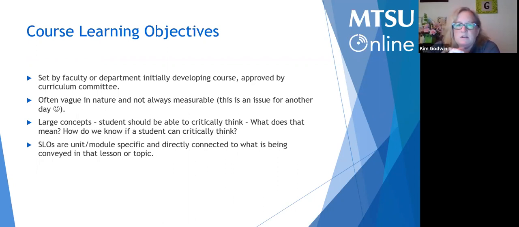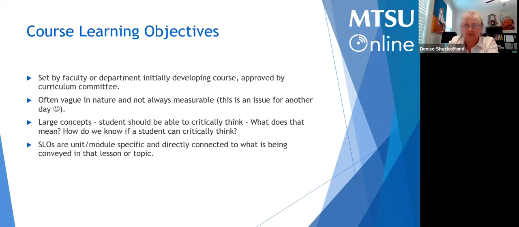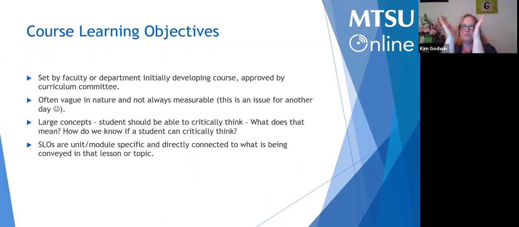They're often vague in nature and not always measurable. I'm just going to leave that little parentheses there. They're large concepts. Something like students should be able to critically think. Great, that's so helpful. What does that actually mean? What does that look like? How do we know if a student is able to critically think? So if we're thinking about where we are in those goals and objectives and outcomes, what are we doing in our outcomes to help our students get to the point that we're meeting that critically think objective?